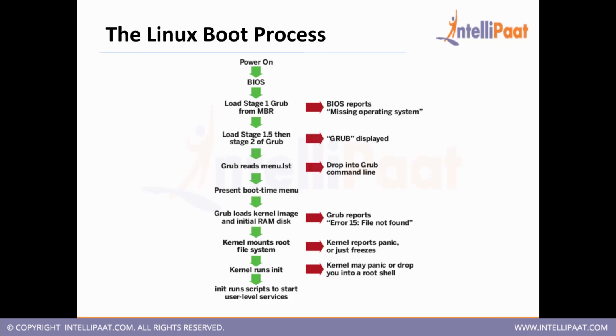And then we see that these are the various errors. If any of these stages fails, then it shows up this error. If you see the error file not found, you would probably understand that the kernel image could not load successfully. If you see a kernel panic error or the system freezes at boot, you know that the kernel was not able to mount the file system. So these are the various signs that let you know. And this is how the boot process works.